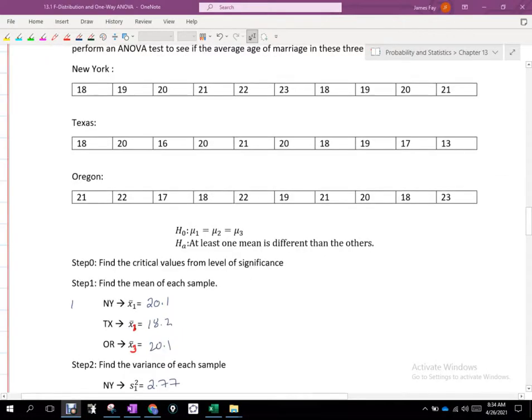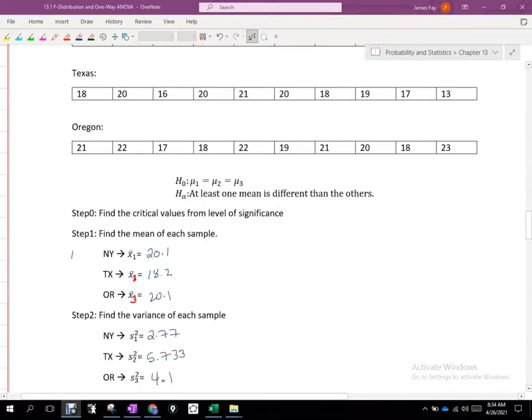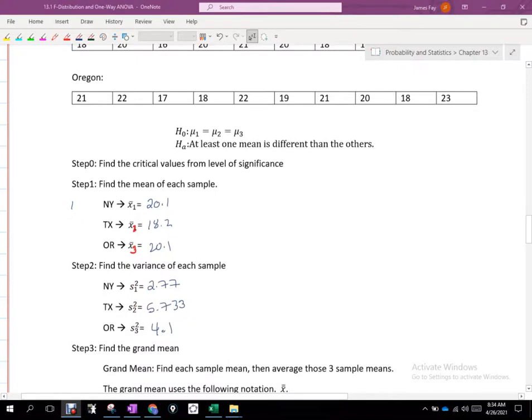When we put this into Excel on Friday, we came up with the sample means of each. The sample mean was 20.1 for New York, Texas had a sample mean of 18.2, and Oregon had 20.1. When I cut and pasted these in the Word document, I did not change the X bar sub 1. That should say X bar sub 2, and that should say X bar sub 3. I didn't pay attention to that, so you might want to fix that if you printed the notes out.